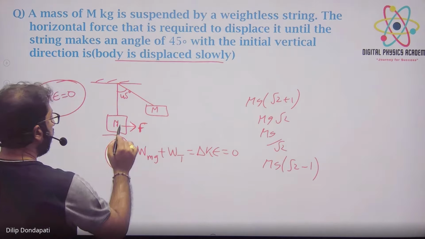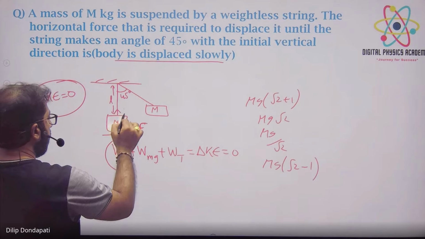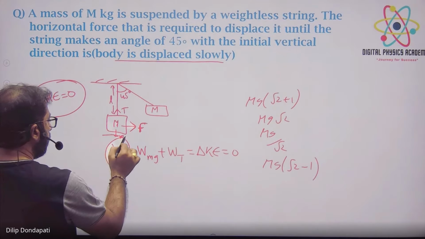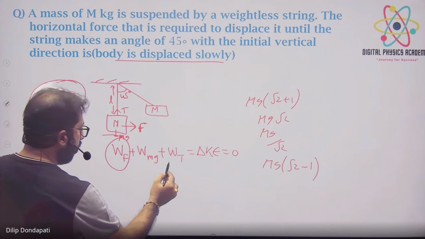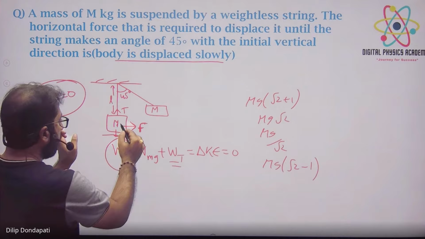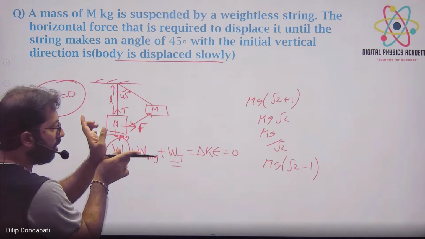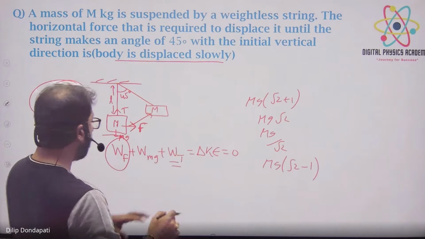Look here. But won't tension and mg cancel each other? Look, tension is this one, mg is downwards. Okay, now tell me, what is the work done by the tension force? It will be 0. At every point of time, as you go from here to here, the tension and the displacement angle is 90. So the work done is 0.